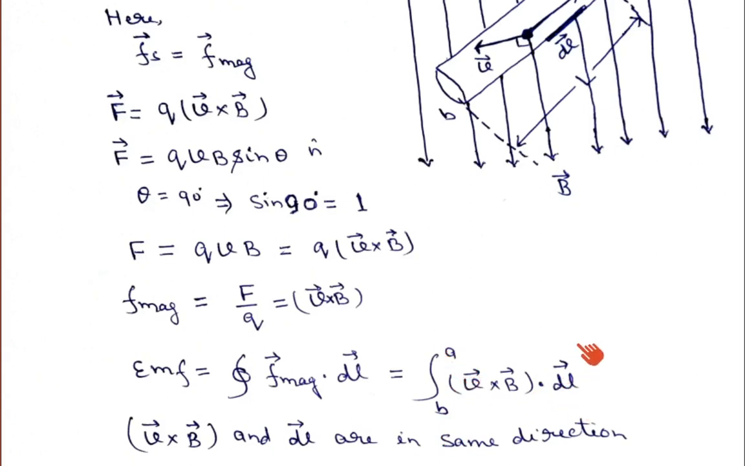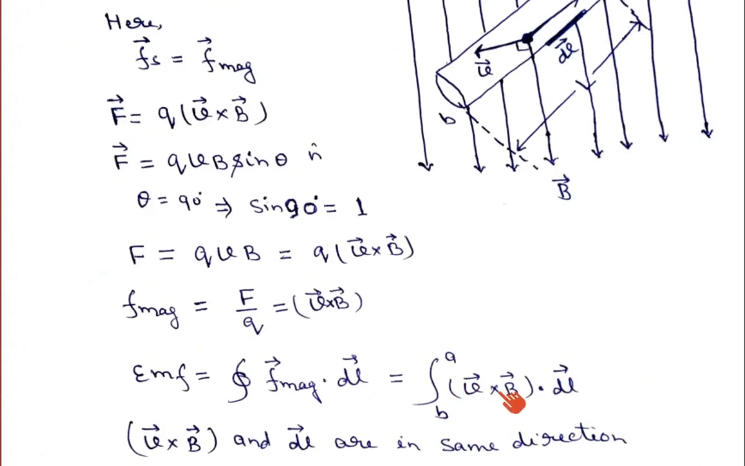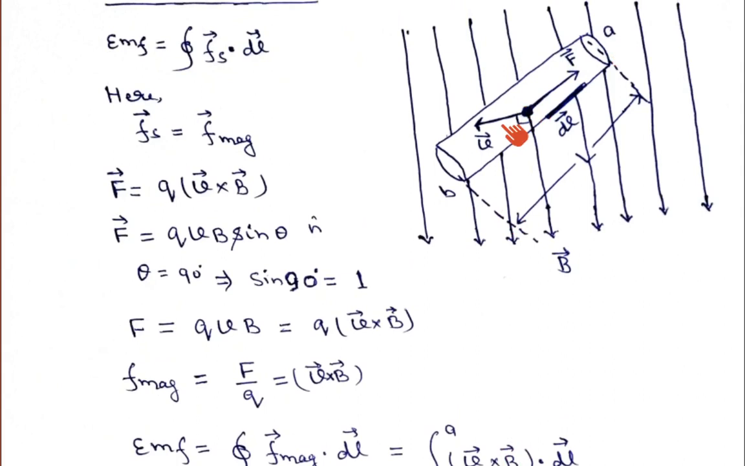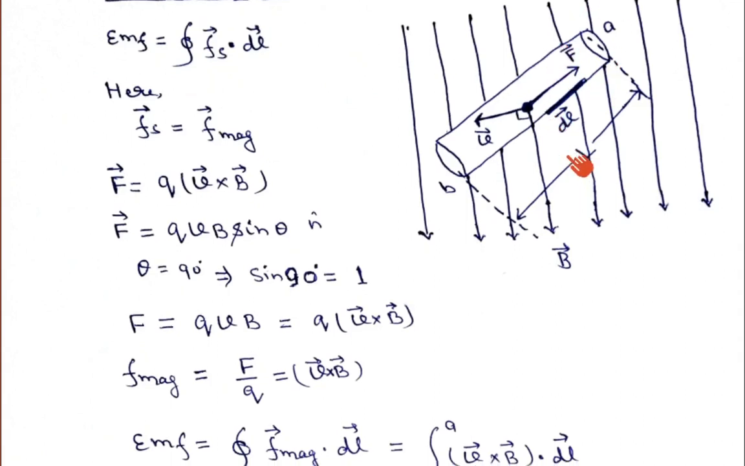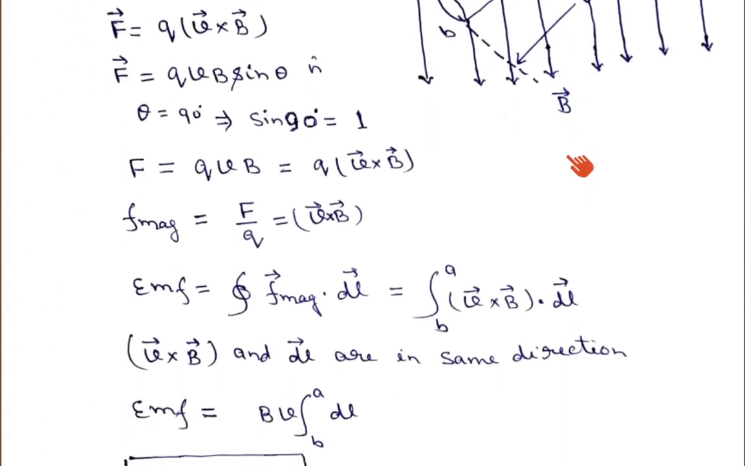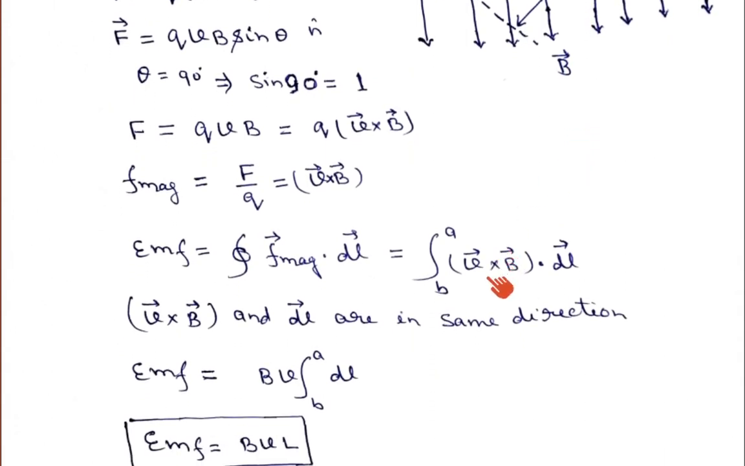If you see here, dl is the displacement vector and V cross B is the force. If you see in the diagram, the force is along the wire, and both the displacement vector and the force vector are in the same direction, which means displacement and force are parallel. So we can write VB dl cos theta, and cos theta is equal to 0, so cos 0 is equal to 1. We can write EMF is equal to BV times the integral from B to A of dl, which if you integrate is the length of the rod.